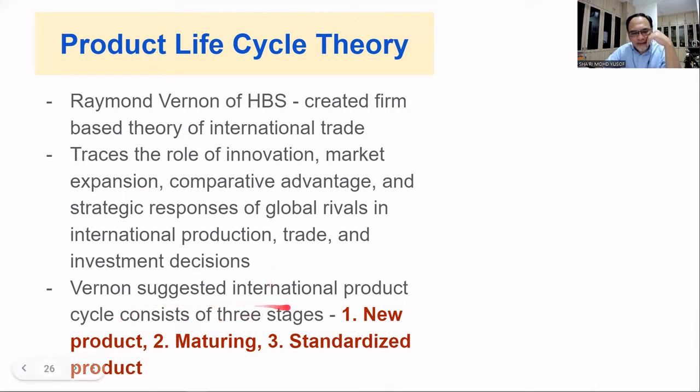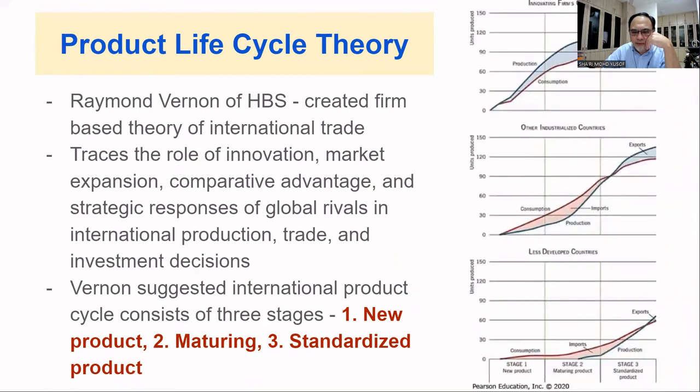So Vernon suggested that the international product cycle consists of 3 stages: new product stage, maturing stage, and standardized product stage, which will determine what kind of trade will happen, whether imports or exports. So this can be shown in a simple graph.